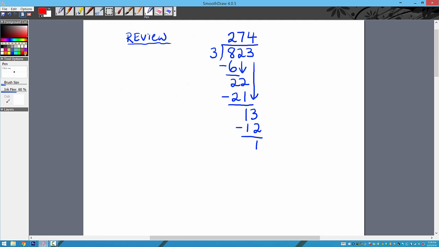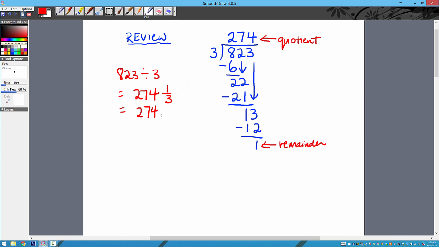So to see all the different parts of this, we know that 274 is our quotient. And down here, the 1 is our remainder. So when we divide 823 by 3, the answer is the quotient, 274, with the remainder over the divisor, or 1/3. If we were to enter this into a calculator, we would get 274 with a repeating decimal.